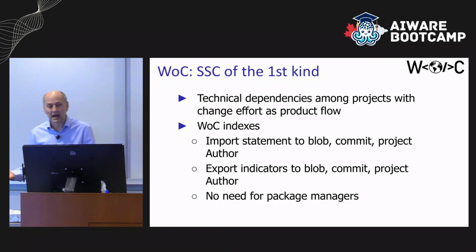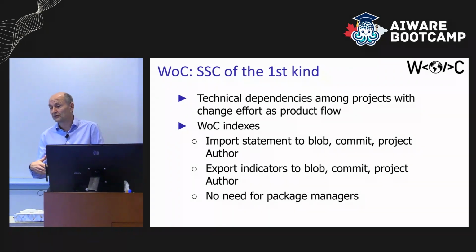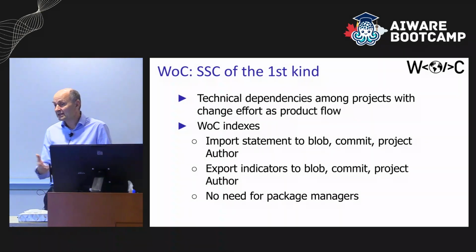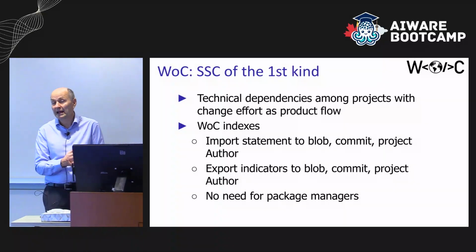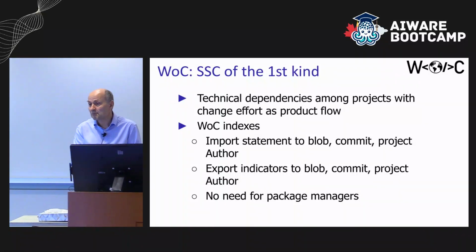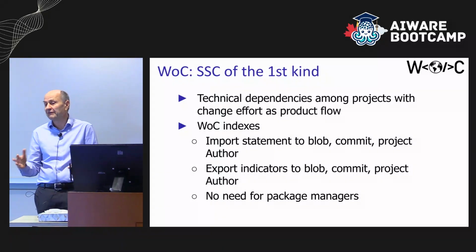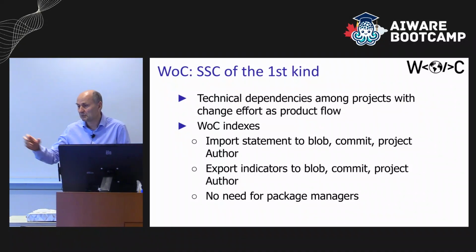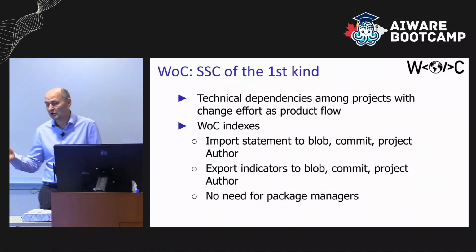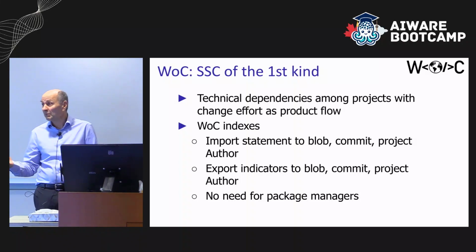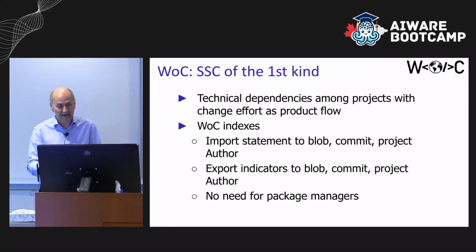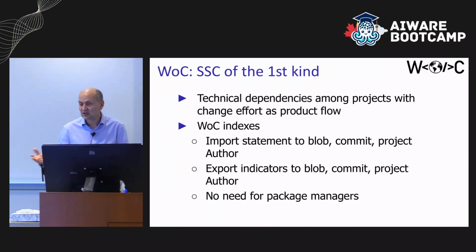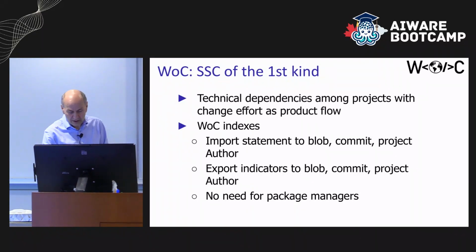So if we see how it helps with the first kind of supply chain, basically, it parses these blobs and extracts import statements, so we can map every import statement in every version of every file to a specific blob, commit, and project, so we have time information, author, and project information. Some languages also have export statements, so these are also mapped. So we have no need for package managers to understand where code is implemented and where code is used.